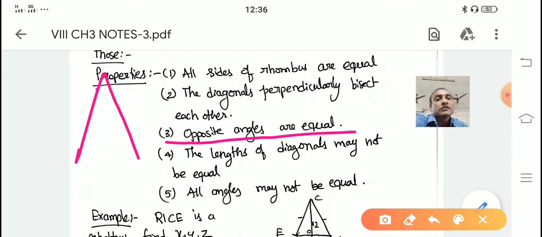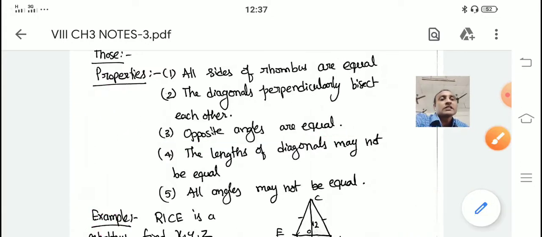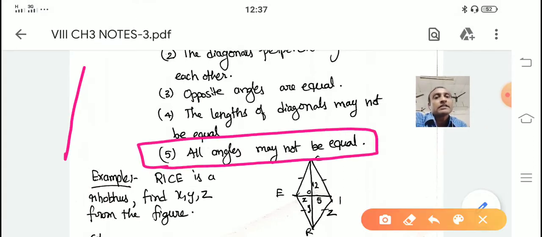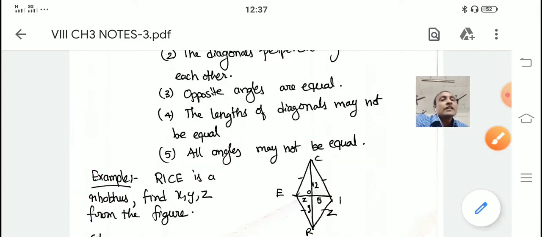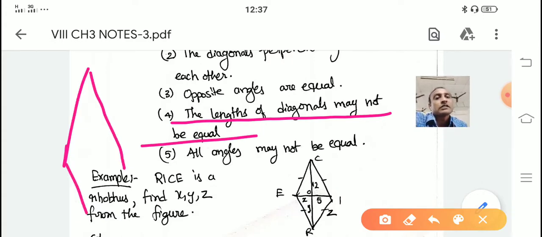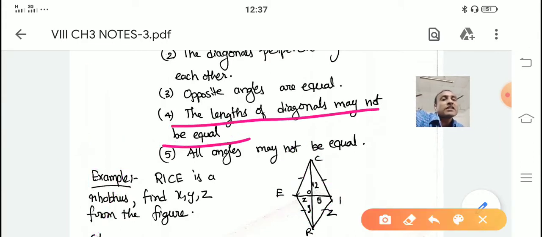And opposite angles are equal. So for the rhombus it is a parallelogram property only, this angle equal to this angle and this angle equal to this angle. Opposite angles are equal for the rhombus, and all angles may not be equal. These two are equal, these two are equal, but I cannot say 4 angles are equal. And the fourth property is the length of the diagonals may not be equal. See, for example, if I take a rhombus, these diagonals may not be equal. If I take the rhombus like this, maybe equal here. That means the length of the diagonals of a rhombus may not be equal.